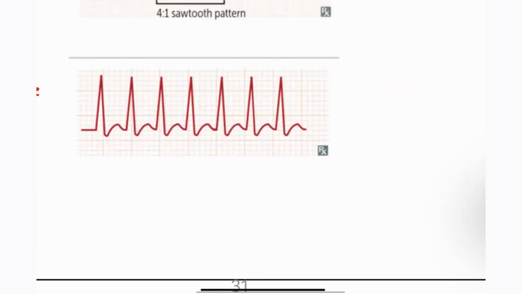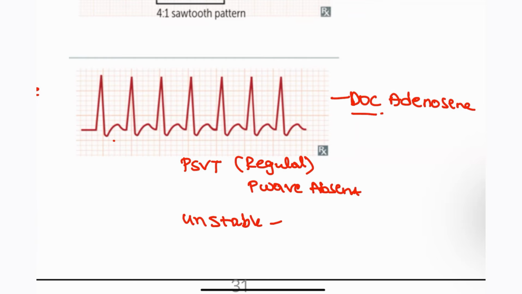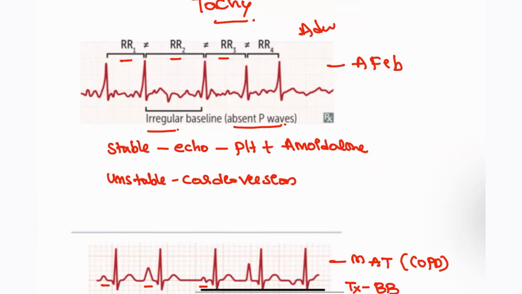Okay. Next, this is PSVT, and here PSVT is regular, but the P wave is absent. What is the drug of choice for this patient? Adenosine should be given immediately if the vitals are stable. Again, if the vitals are unstable, then you have to go for cardioversion. Next, the most common type in children is PSVT. In adults, that is atrial fibrillation.